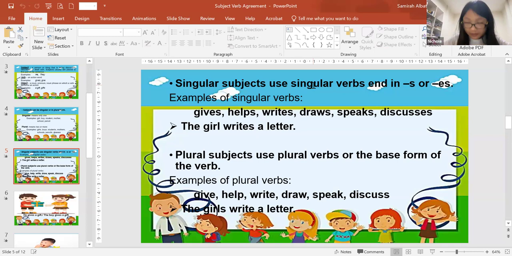Singular verb, what do we do to make it become a singular verb? Add an S. We add S or ES. Very good. So what happened to the verb? Yes, the original form of the verb has been added with S or ES.